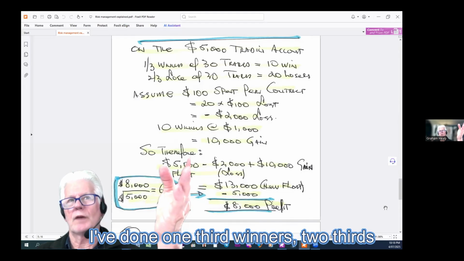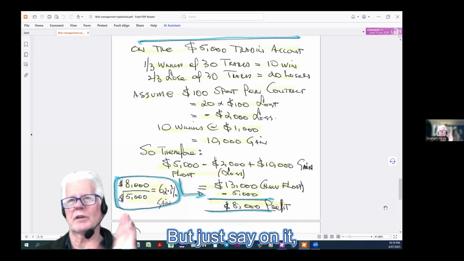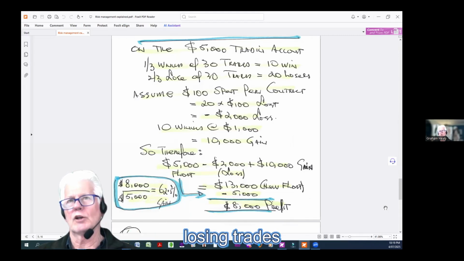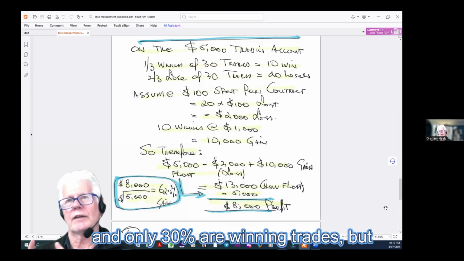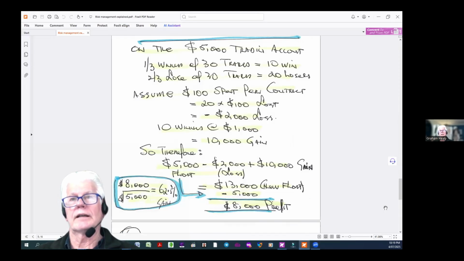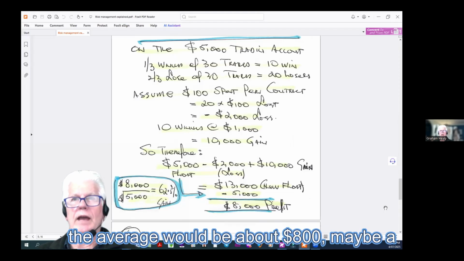where that's on average. I've done 1/3 winners, 2/3 losers, so that's 66%. But just to round the figures up, 70% of your portfolio are losing trades, and only 30% are winning trades, but they're reasonably winning trades. In other words, in a smaller portfolio, the average would be about $800, maybe $1,000.